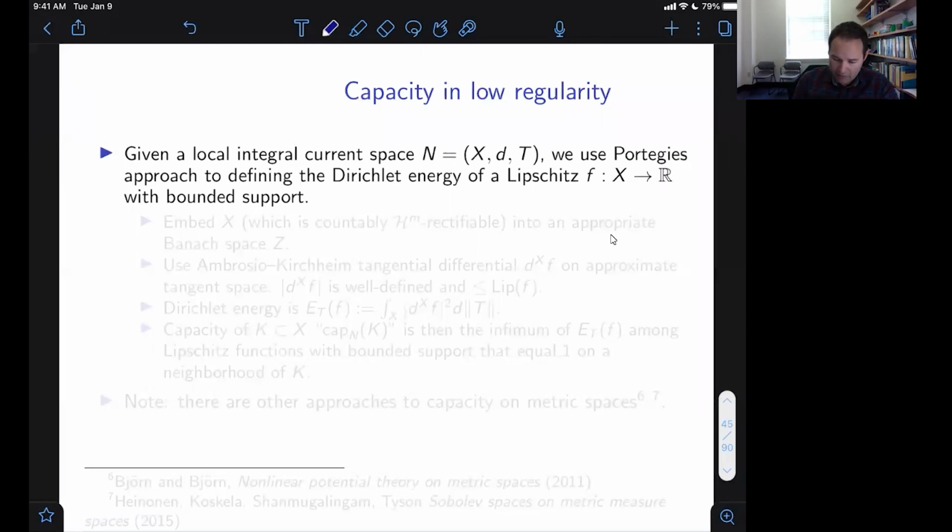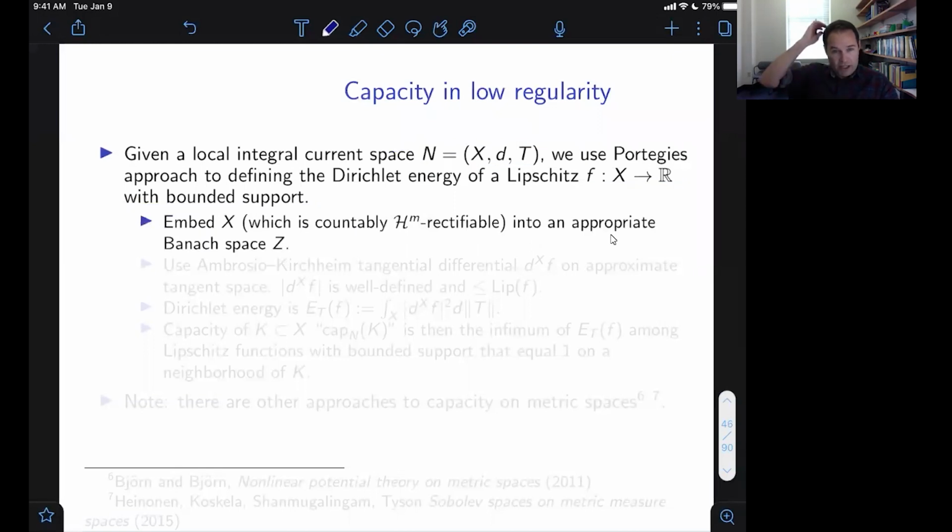So let's say we have one of these integral current spaces and we've got a Lipschitz function with bounded support. We want to say, what is its Dirichlet energy? The strategy here is to embed your metric space into a Banach space. X, there's a result that it's countably rectifiable. That's basically the measure theoretic version of being a manifold. So you can embed that into this space.